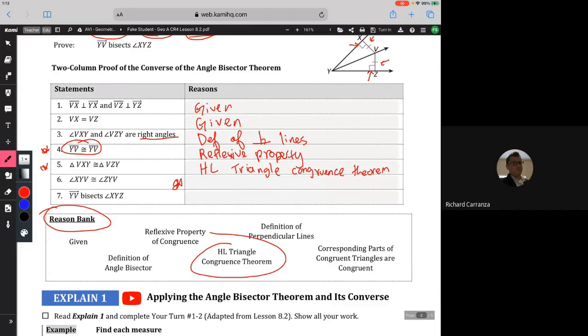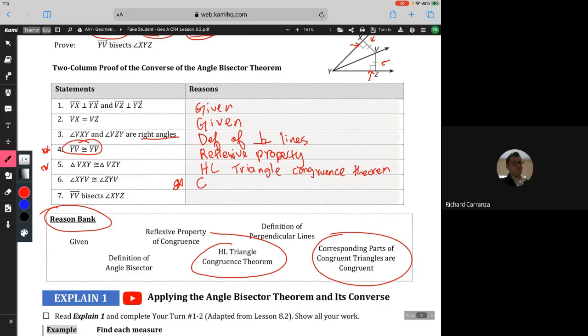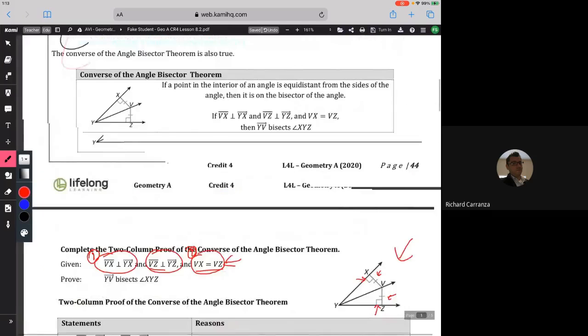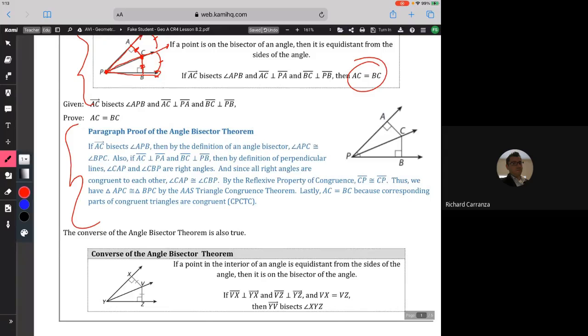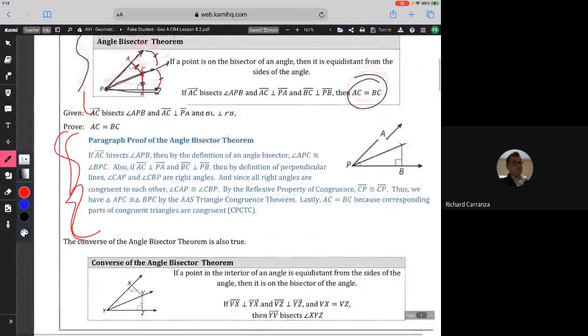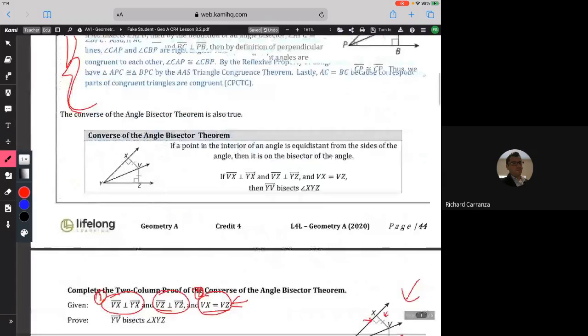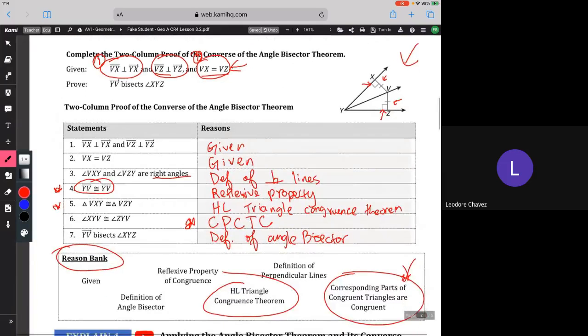The next one after that is going to be this part right here. Corresponding parts of congruent triangles are congruent. We're going to shorten that up. So you usually write CPCTC in all capitals whenever you have to write this down. And then your last one is going to be definition of angle bisector. So again, they just want you to be able to go from a paragraph proof. All that you see here, it's going to be exactly. Wait, can you go back up? Oh yeah, right there.